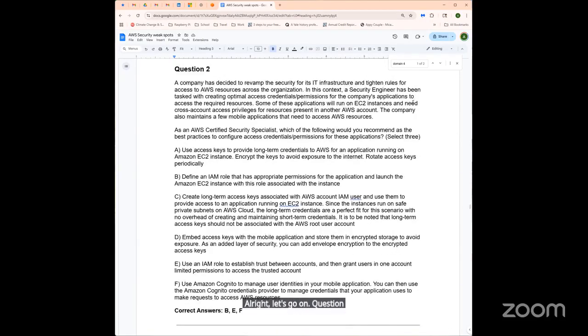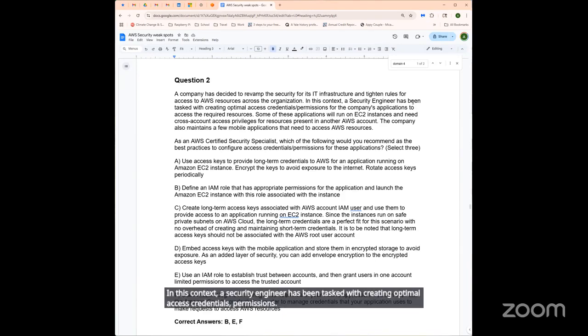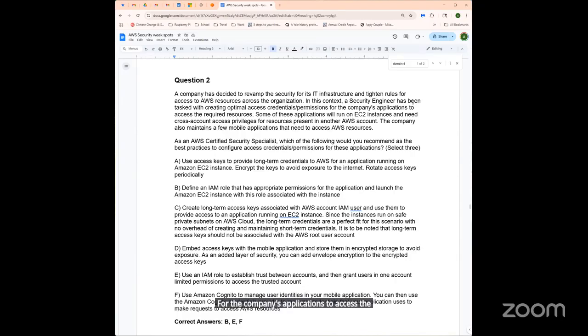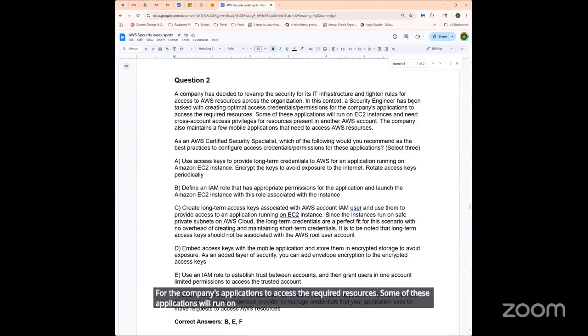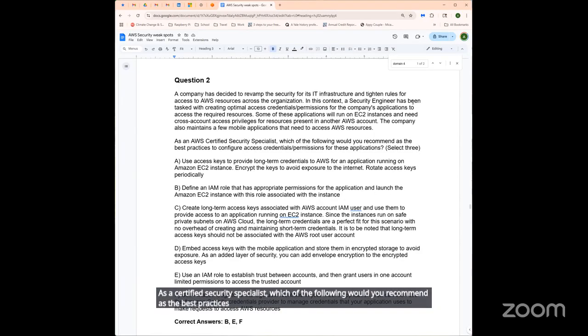Question 2. The company has decided to revamp the security for its IT infrastructure and tighten rules for access to AWS resources across the organization. In this context, a security engineer has been tasked with creating optimal access credentials and permissions for the company's applications to access the required resources. Some of these applications will run on EC2 instances and need cross-account access privileges for resources present in another AWS account. The company also maintains a few mobile applications that need to access AWS resources. As a certified security specialist, which of the following would you recommend as the best practices to configure access credentials for these applications? Select 3.